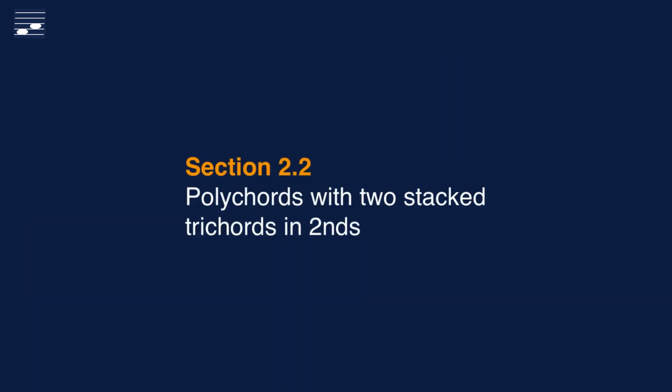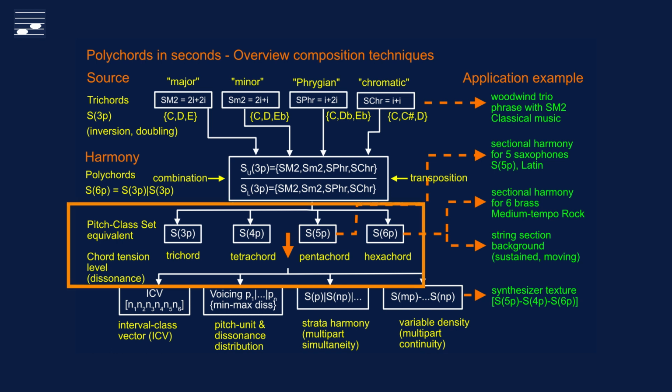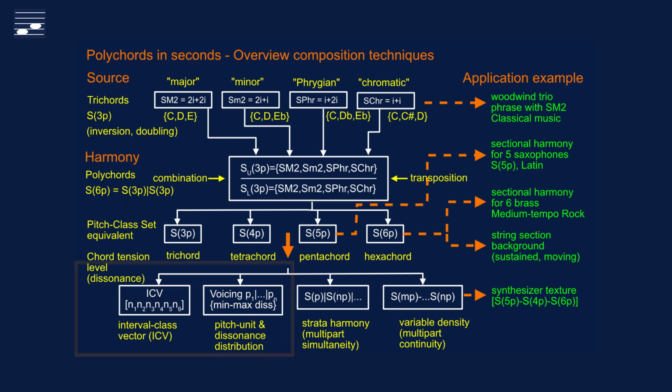In order to obtain polychords, we repeat the stacking process at the higher level. That is, we create hexachords, 6-part structures with trichords in seconds by stacking these in 2 layers as shown here in the diagram. We'll investigate all possible combinations taking into account the transposition operation. The result will be interpreted in terms of the equivalent pitch class set. And as a starting point for chord tension control in a chord continuity, we will inspect the interval class vector.